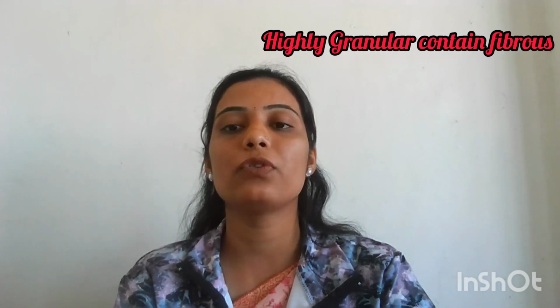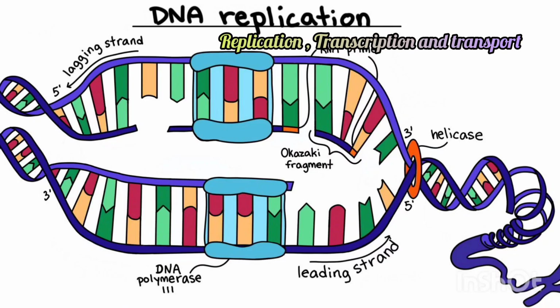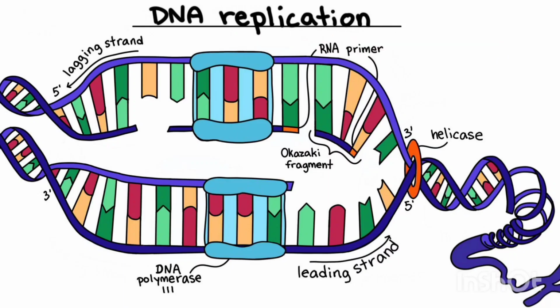Nuclear matrix consists of nuclear gel and the chromatin. Nuclear gel is highly granular, containing fibrous material, and it is rich in protein. It also contains a small amount of DNA, RNA and phospholipids. In this region, events like replication of DNA, transcription and transport of substances take place.